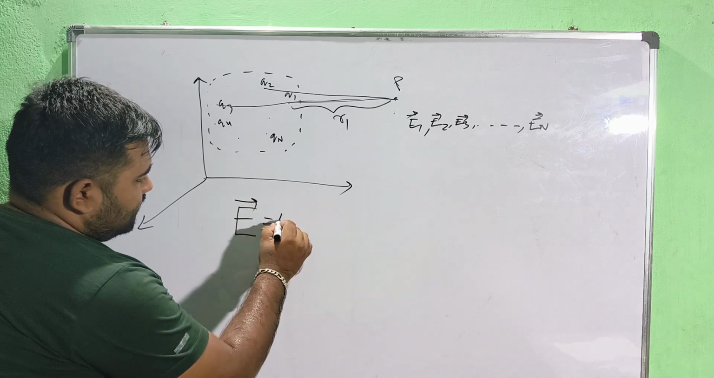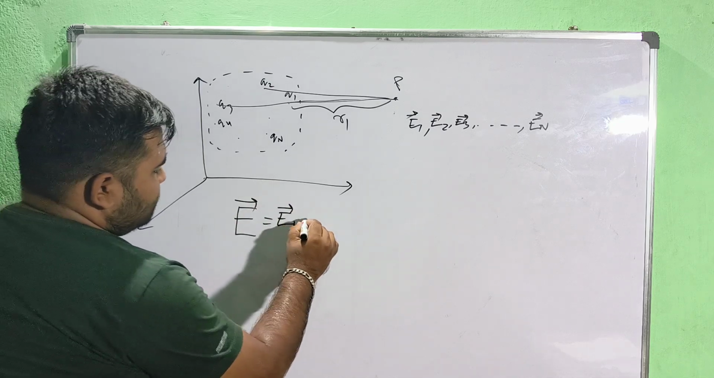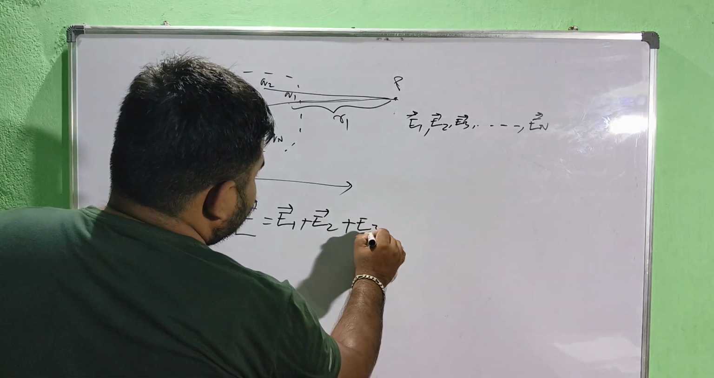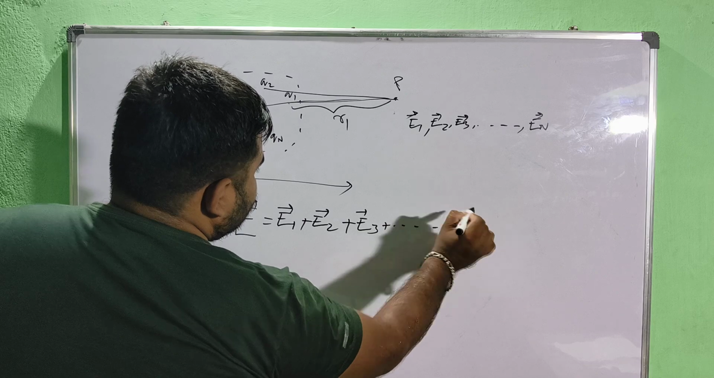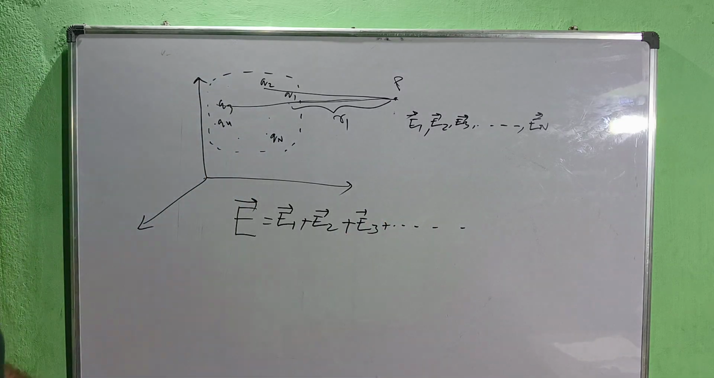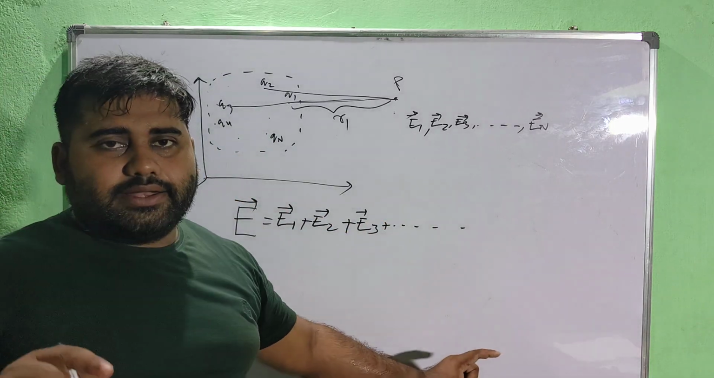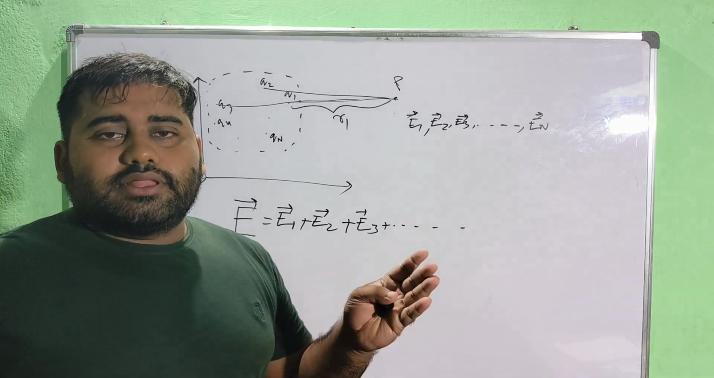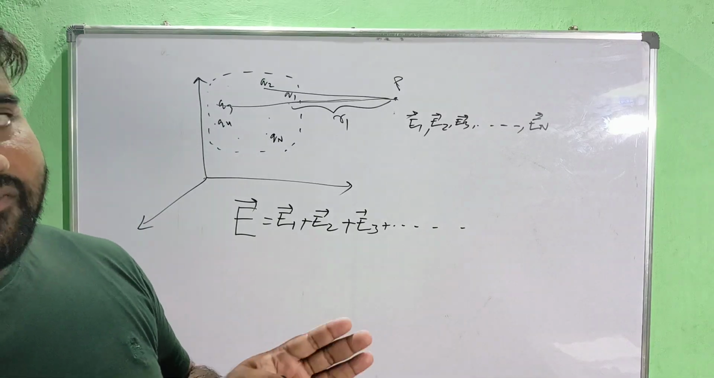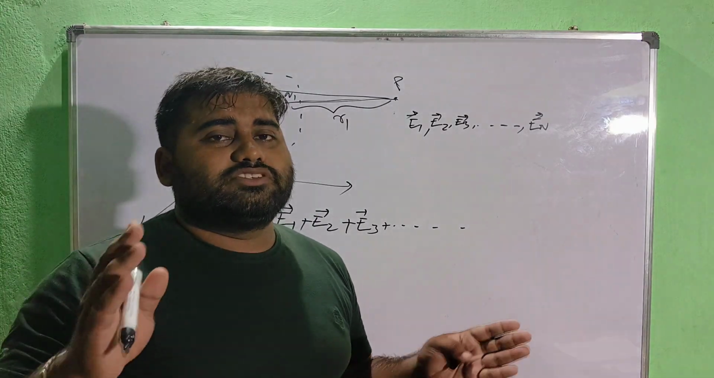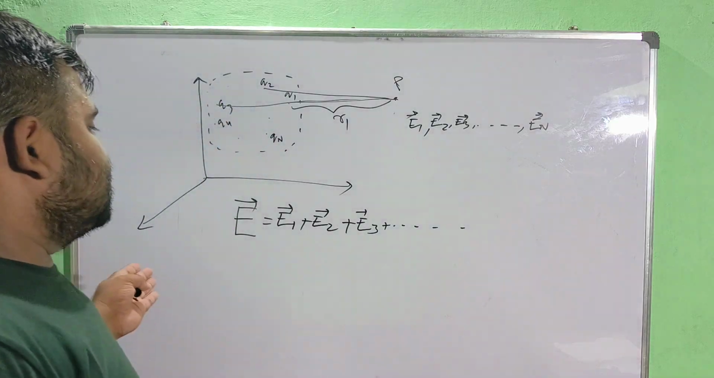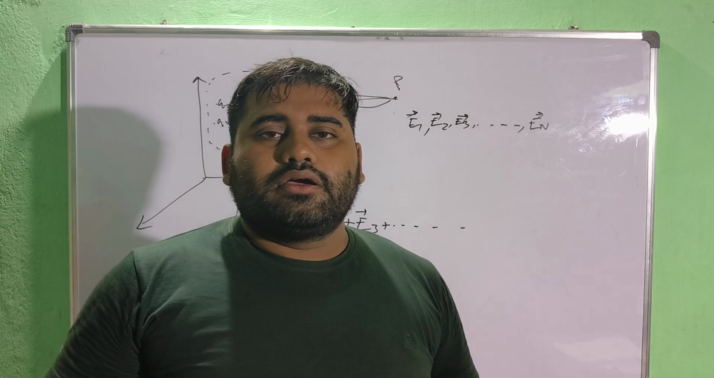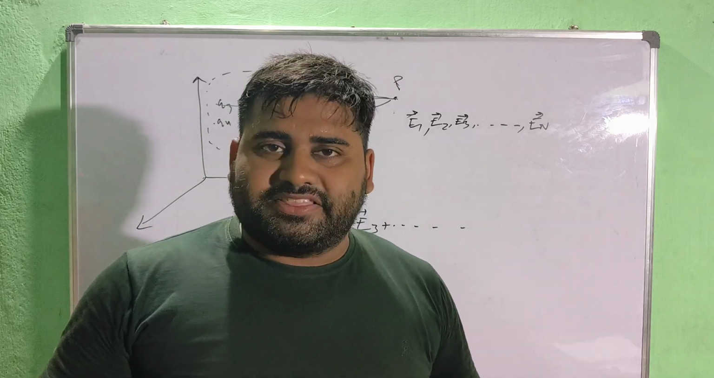So, what will be it? E1 plus E2 plus E3, and it goes on. It is a vector sum. Mind it, it is a vector sum. You add them in the vector method, not algebraically like 1 plus 2 gives you 3. But this is not in this case. You have to add them simply in vector addition method.